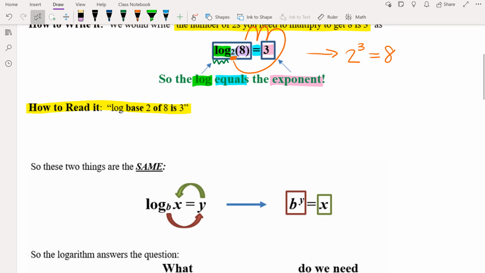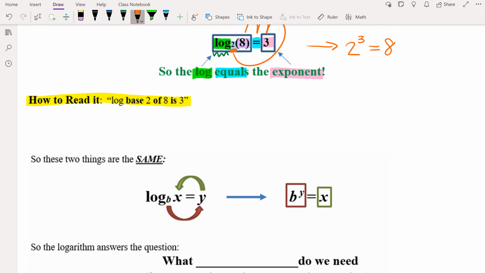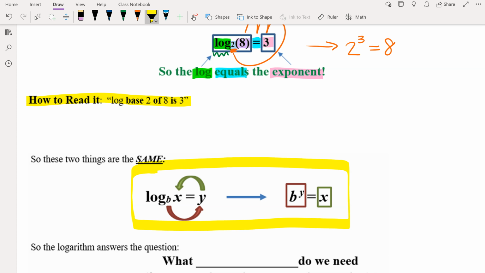Oh, yes. So again, these two things are the same. I would actually like for you to write these in your notes. Go ahead and write these things in your notes. These are saying the same thing.